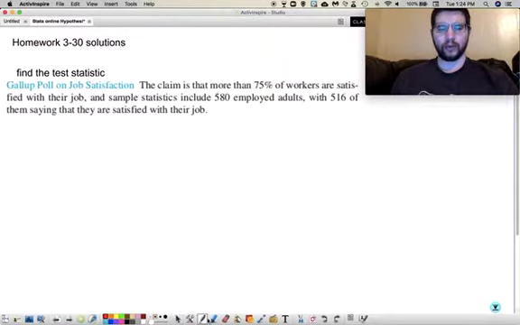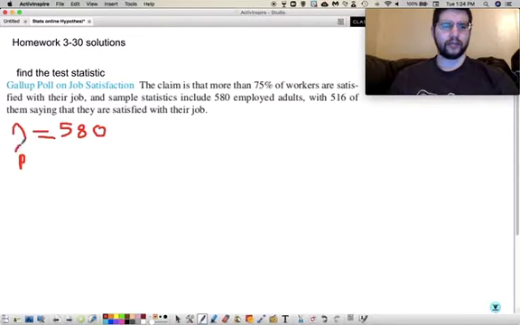First thing we're going to do, write down what we are given. Write down the info. So n is 580. That's how many were surveyed. Now, p hat is how many said they were satisfied out of the total.